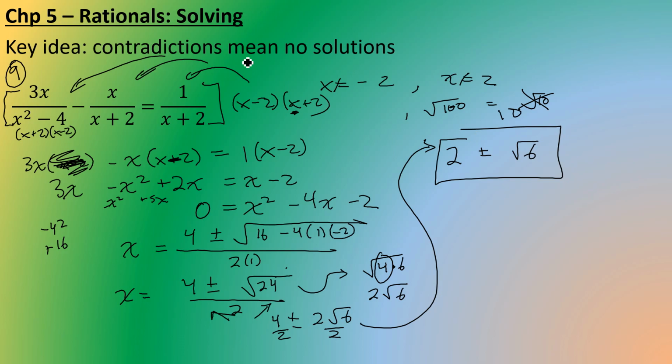All right, so I didn't need any extraneous. This says contradictions mean no solutions. I wonder if I was supposed to not get this. So, we'll just put a vote of no confidence on this question.